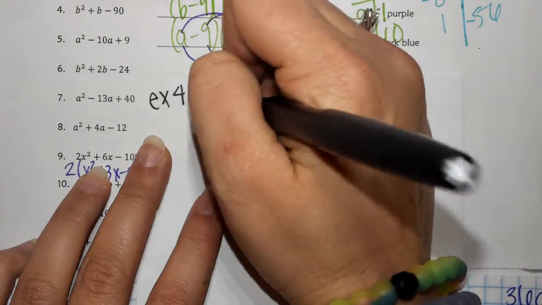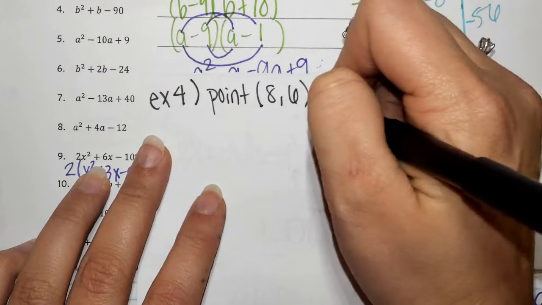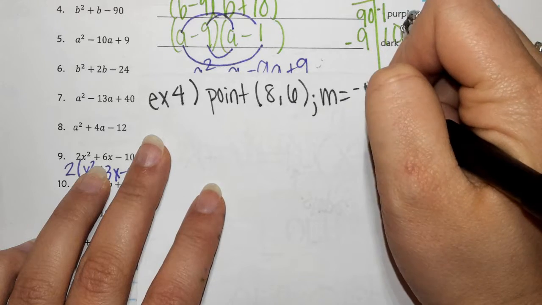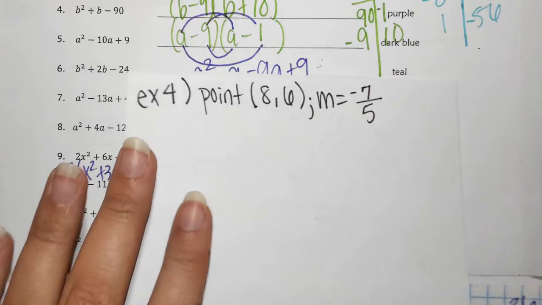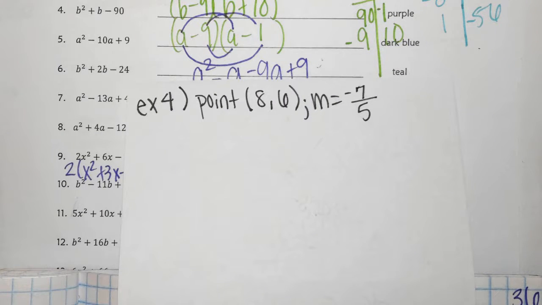Alright, so my point this time is going to be 8, 6, and my m is negative 7/5. So write that in point slope form without me. Alright, check your group and see if they need help.